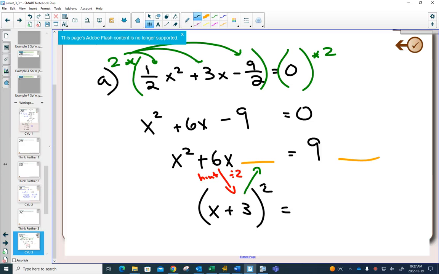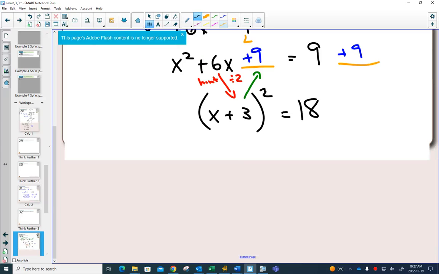Because if I multiply this out and I'm thinking, what would be my last one? X plus 3 times x plus 3, it's pretty obvious this needs to be a plus 9. And if I add, oh, just like before, we enjoyed adding plus 9 before. We get to add plus 9 there, we have to add plus 9 over here as well. This side then becomes 18. And now we have something squared equals a number, so we can get rid of the square. Square root both sides. Remember your plus or minus. Subtract 3 on both sides.